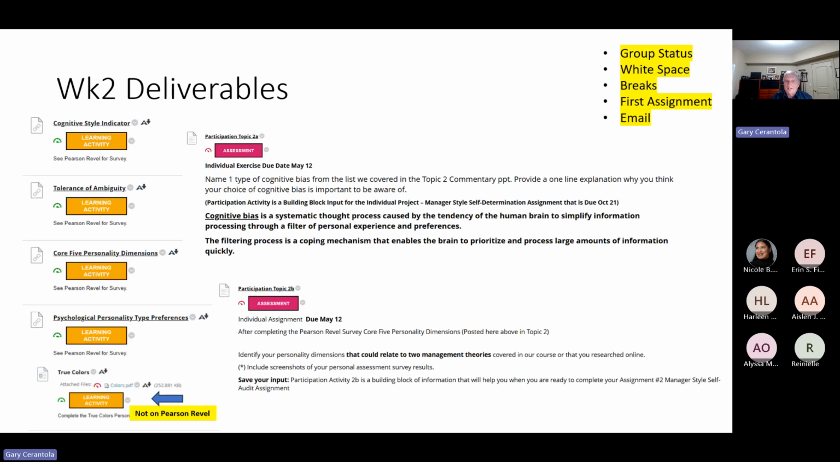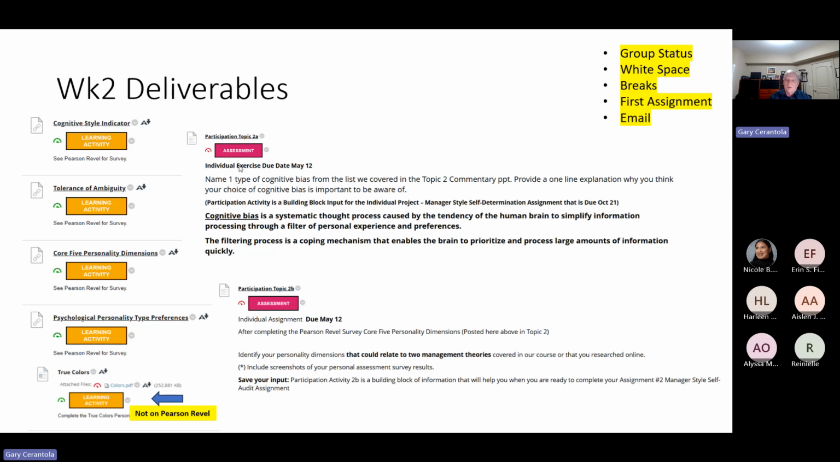Okay, so here's what you need to do. I say week 2 deliverables, but for topic 2 deliverables, you can see that the True Colors piece is not on Pearson Revel. Basically, you download a survey, fill it out, and get the score. Then I'll give you some more information on how to submit it in one of the participation activities. So here we have 2 participation activities, and they're both individual exercises.